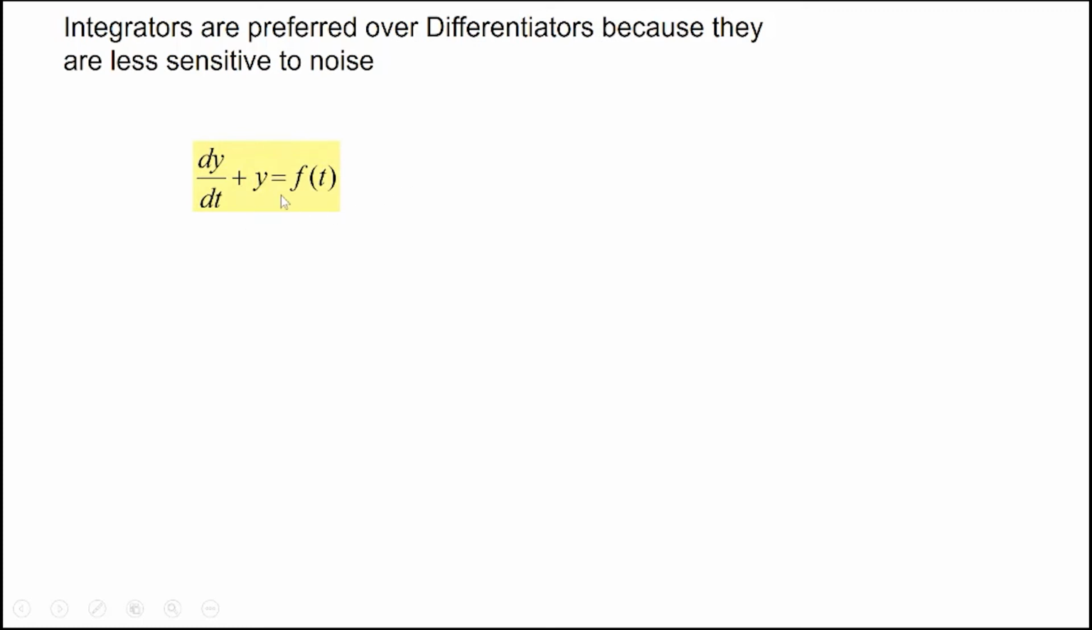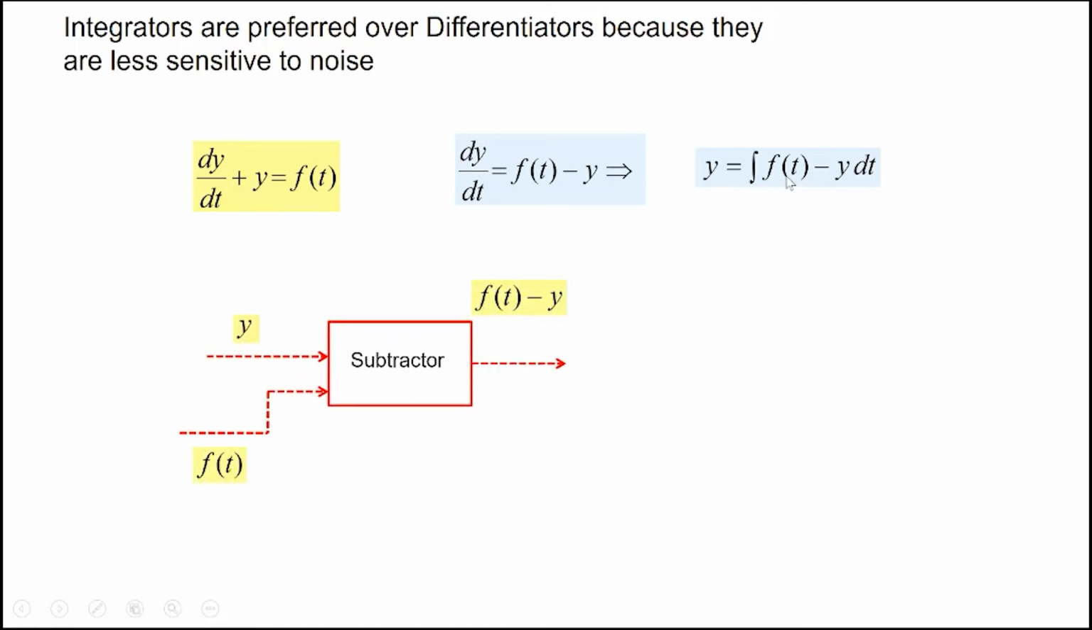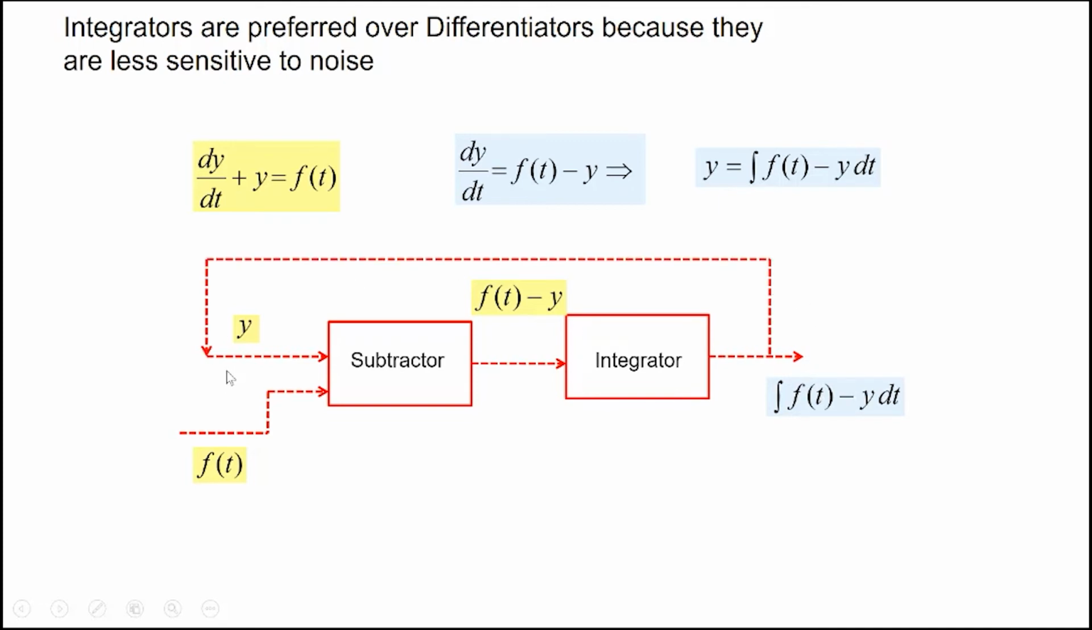So we can rewrite this equation as follows: dy by dt equals f(t) minus y, and so we can write it in integral form, y equals the integral of f(t) minus y dt. So we take f(t) minus y here, we apply f(t), we apply y here, so we get f(t) minus y from the subtractor. Then we build an integrator, so we get y. This whole thing is equal to y, so we connect it back to the input here. This uses an integrator rather than a differentiator, so it's more robust against any noise or non-idealities in the circuit.